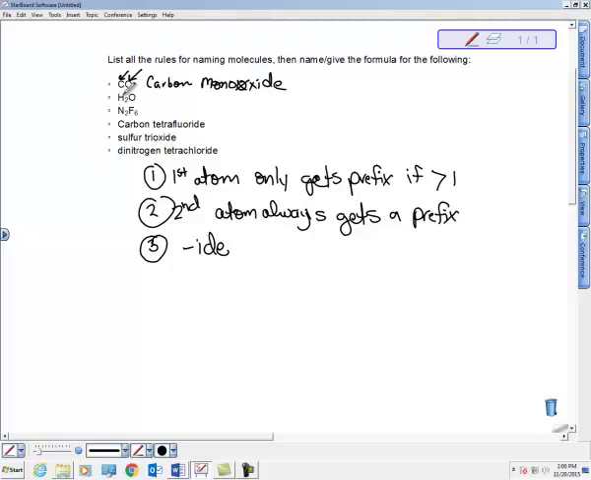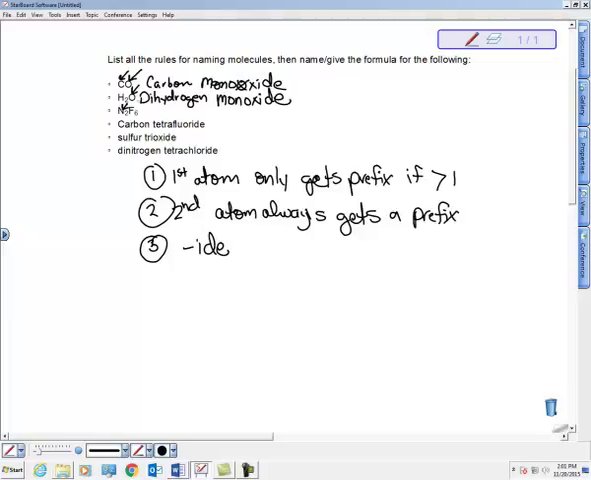Alright, let's go to the second one. The first atom only gets a prefix if there's more than one, and there is, so we're going to use the prefix di. This is hydrogen, so I'm going to write that out: dihydrogen. The second atom always gets a prefix even if there's only one, so we're going to do that monoxide thing again. And that's water, dihydrogen monoxide.